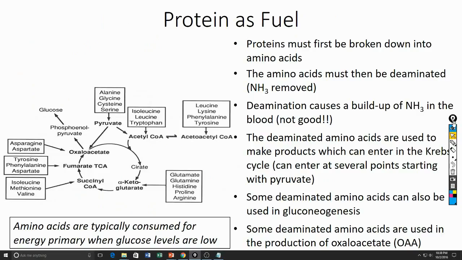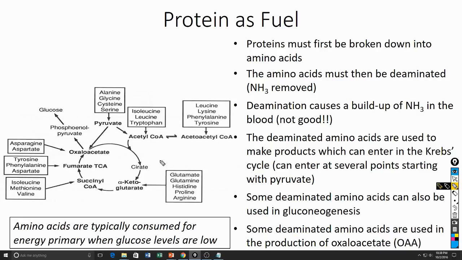Alright, so let's just wrap this up talking a little bit about protein as a fuel source. We haven't talked about it a lot as far as an actual fuel source, and honestly we're not going to. Reason being, it's a bit more convoluted than glucose or fats. And here's why. If we look at this Krebs cycle here, and we look at our amino acids, all these are amino acids: leucine, lysine, phenylalanine, tyrosine, all these guys.